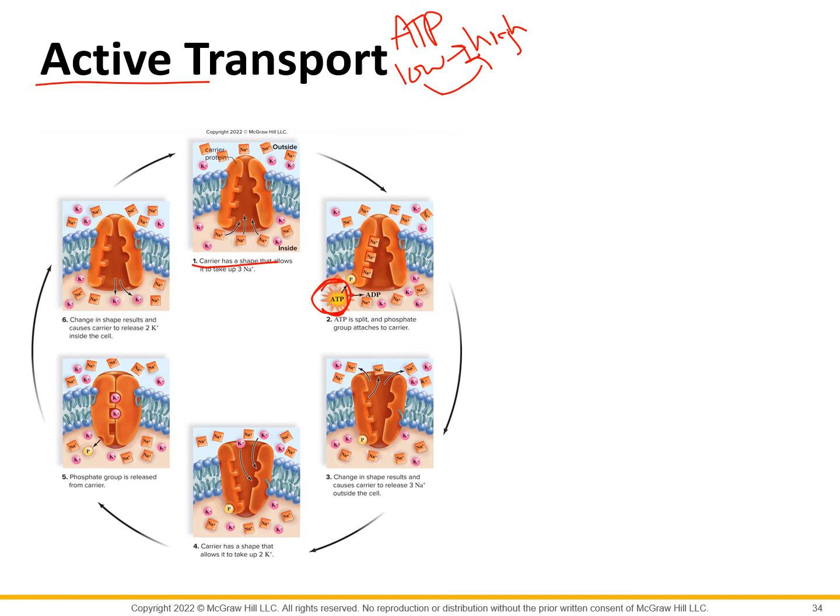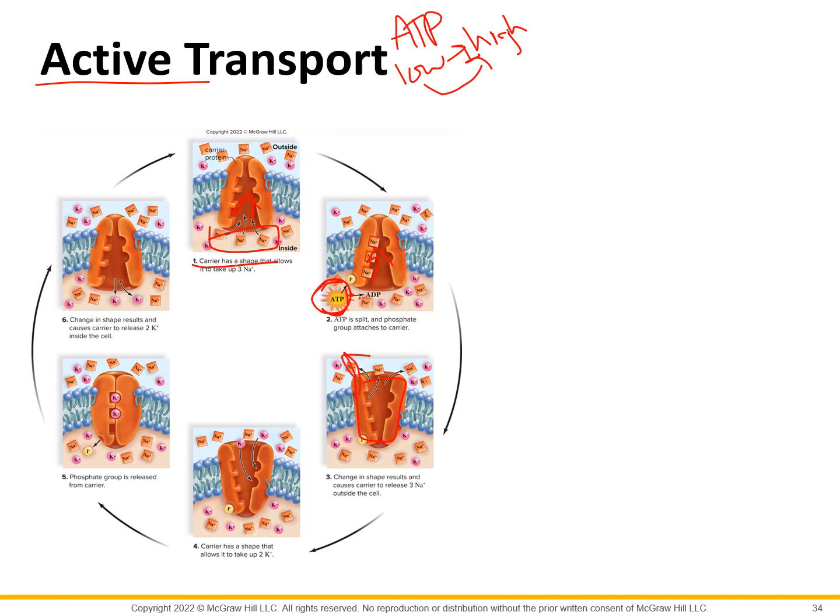And in this case, the sodium and potassium are linked. So for this example, first sodium is going to bind to the carrier molecule, cause it to change shape, and release the sodium outside.